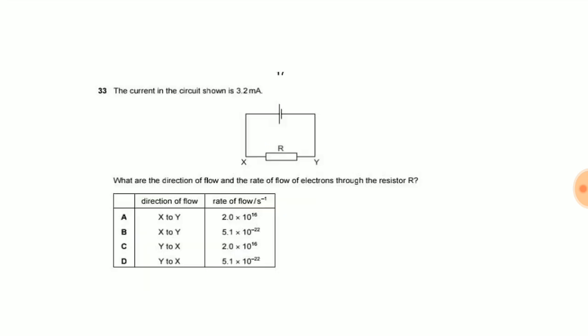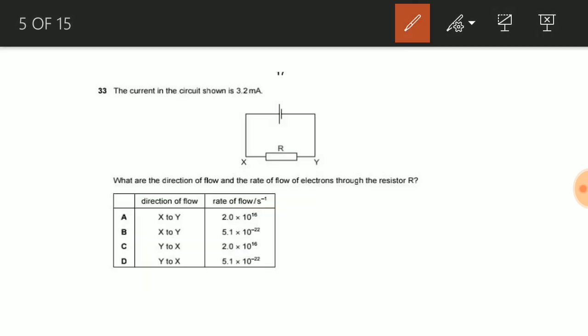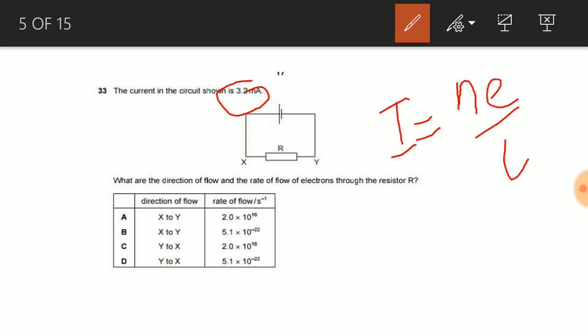Now let us see question number 33. In this question, the electric current is 3.2 into 10 to the power minus 3 ampere, or 3.2 milliampere. Now we need to find what is the rate of flow of electrons. Our formula is I is equal to Q by T, but Q can be expressed as NE. Because of that, our formula is I is equal to NE by T. Current is clearly given here, and we know the value of E, 1.6 into 10 to the power minus 19 coulomb.